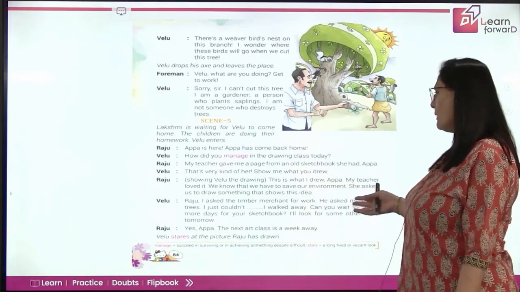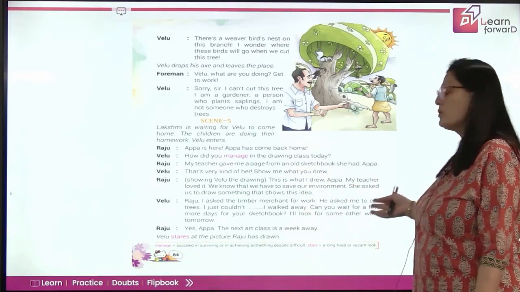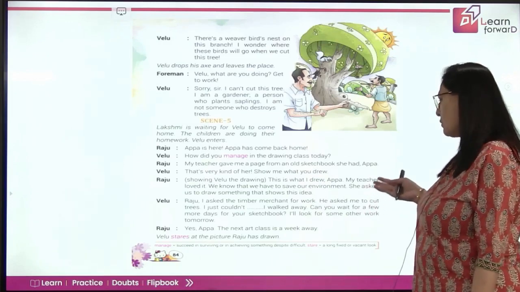Velu: Raju, I asked the timber merchant for work. He asked me to cut trees. I just couldn't. I walked away.